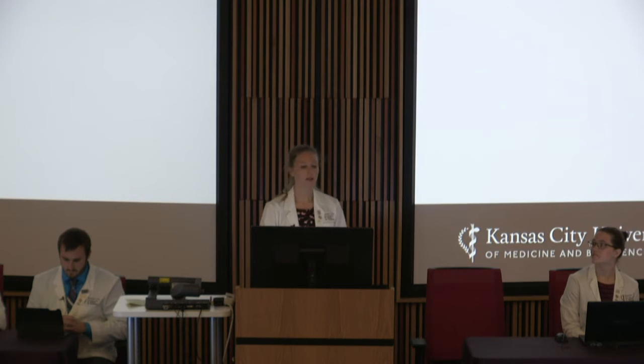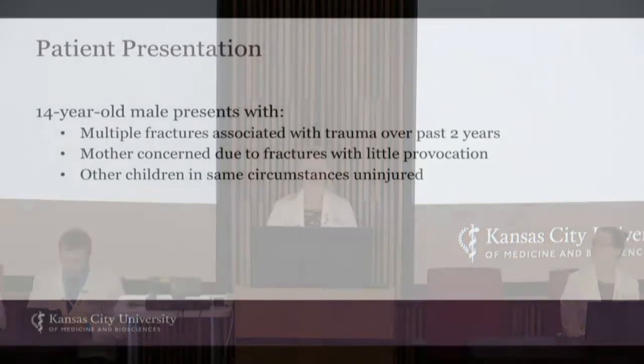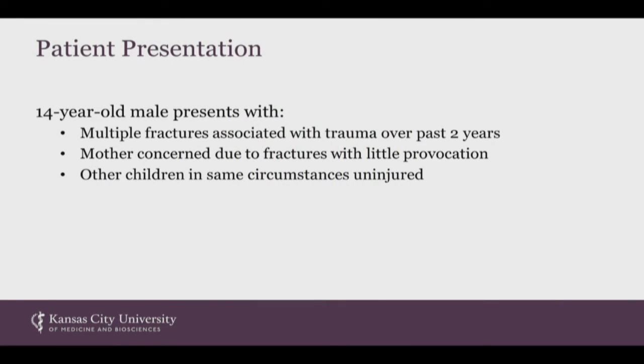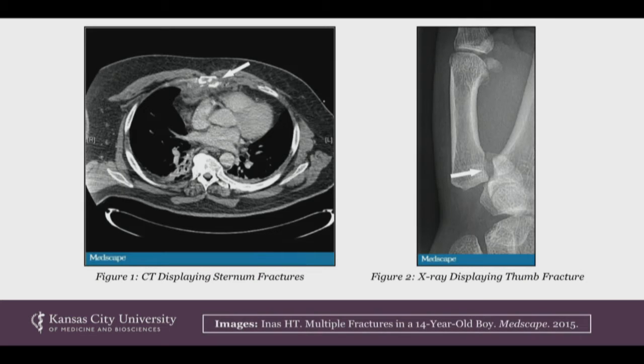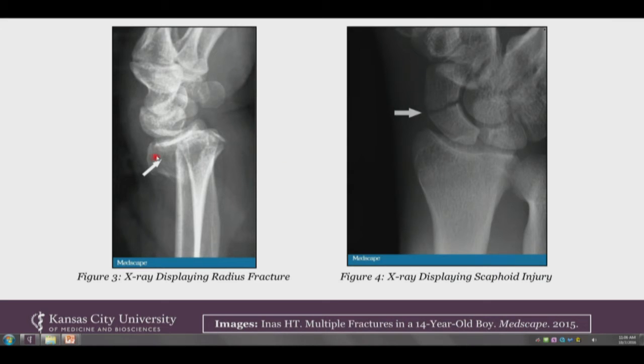So to introduce the case, the patient is an athletic 14-year-old boy who's been suffering from trauma-related fractures over the last 2 years. His mother specifically brought him into the office because she believes he's suffering from fractures more easily and frequently than his peers who are involved in the same level of activity. He's had 4 fractures in the last 2 years: 2 sternal fractures as indicated on this CT, 1 thumb fracture, which you can see on this x-ray, a radius fracture, which you can see here, and he's also injured his scaphoid bone. Each of these injuries was associated with trauma during his physical activities.